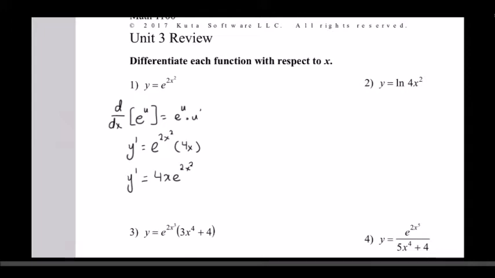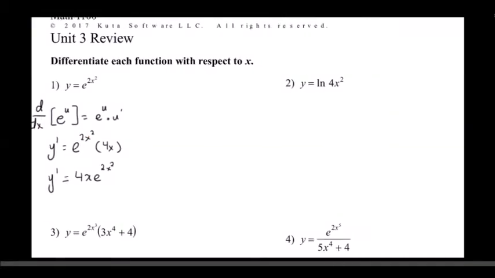Now, like I said, this is a pretty easy problem. You can expect more difficult problems on the exam, but this is just getting you prepared, more so reviewing the rule of differentiation for the exponential function, which is the derivative of e to the u equals e to the u times u prime.